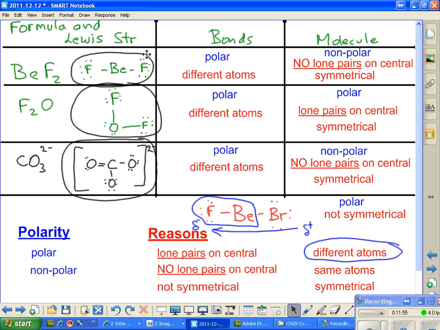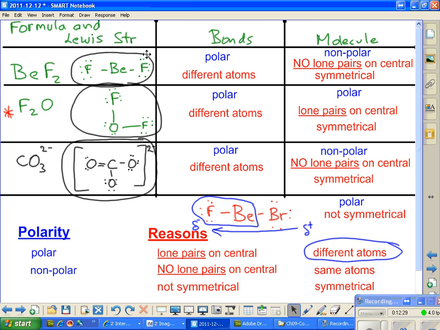But when we say that the molecule, we're in the molecule column over here, because the molecule is polar because it's not symmetrical, meaning that the fluorine and the bromine are actually different atoms, and that makes it asymmetrical or not symmetrical. And that should be a big help for you. Let's go back and finish off the molecule summary, and let's go to the difluorine oxide, which is right here.